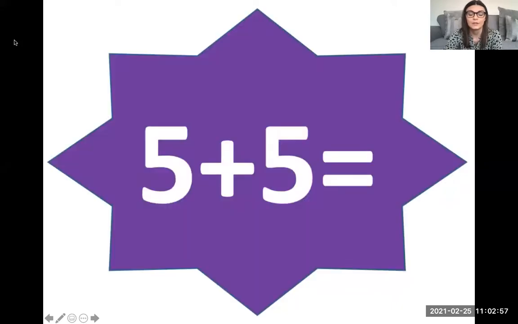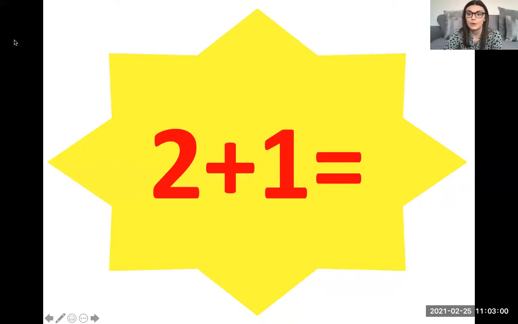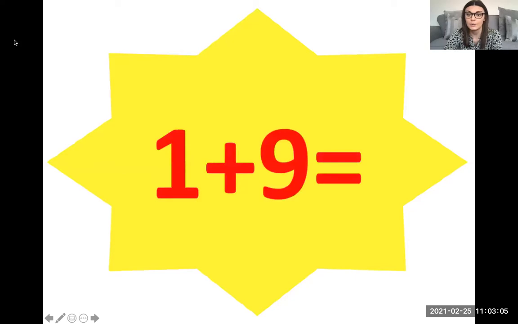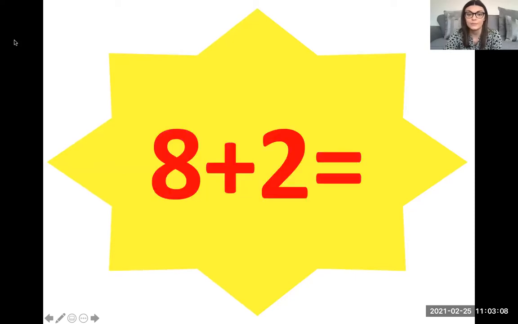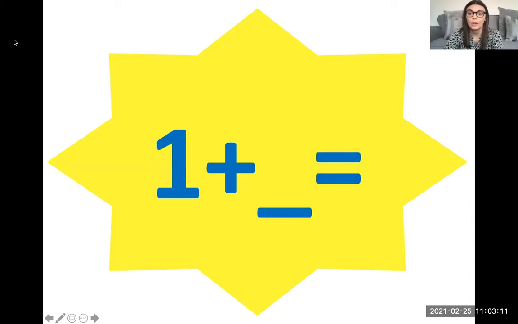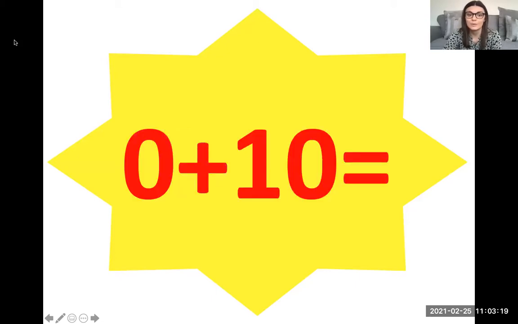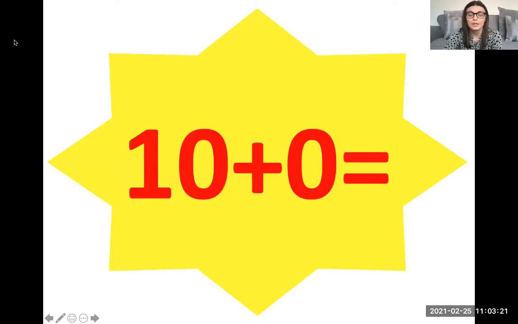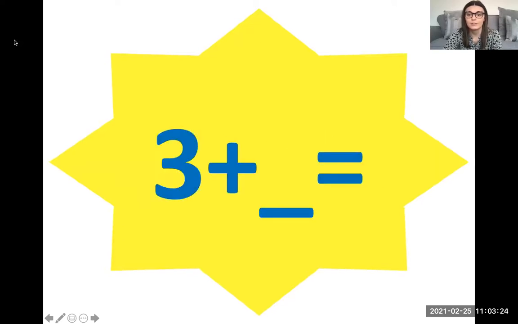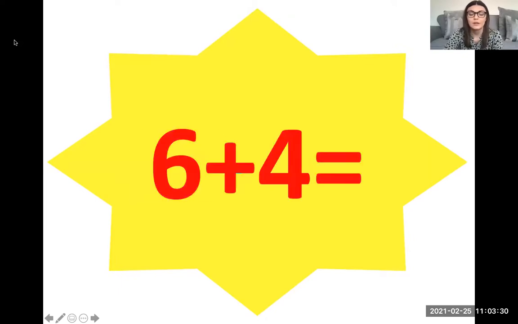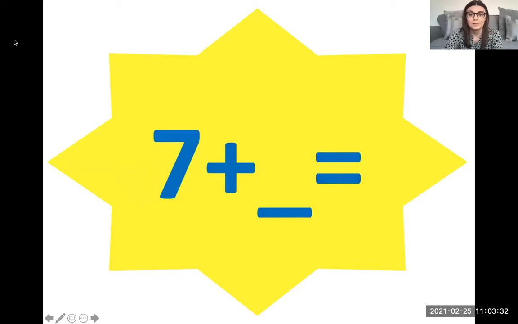something equals, 5 add 5 equals, 2 add 1 equals, 6 add something equals, 1 add 9 equals, 2 add something equals, 8 add 2 equals, 1 add something equals, 4 add 6 equals, 4 add something equals, 0 add 10 equals, 8 add something equals, 10 add something equals, 3 add something equals, 2 add 8 equals, 10 add something equals, 6 add 4 equals, and then last one, 7 add something equals.